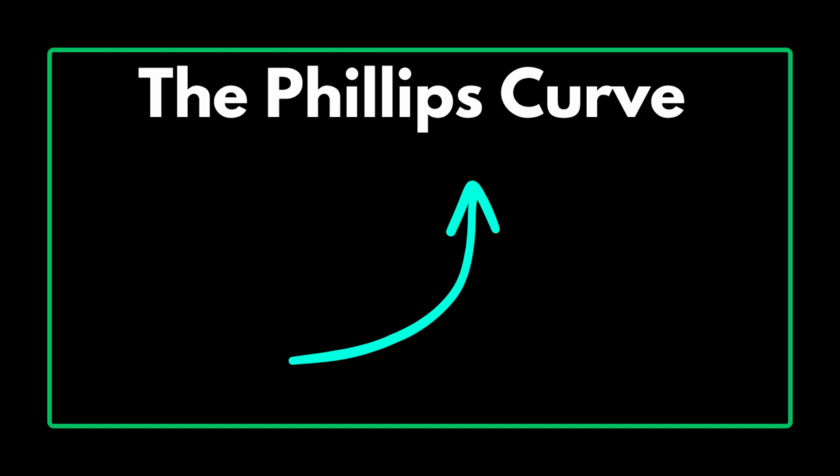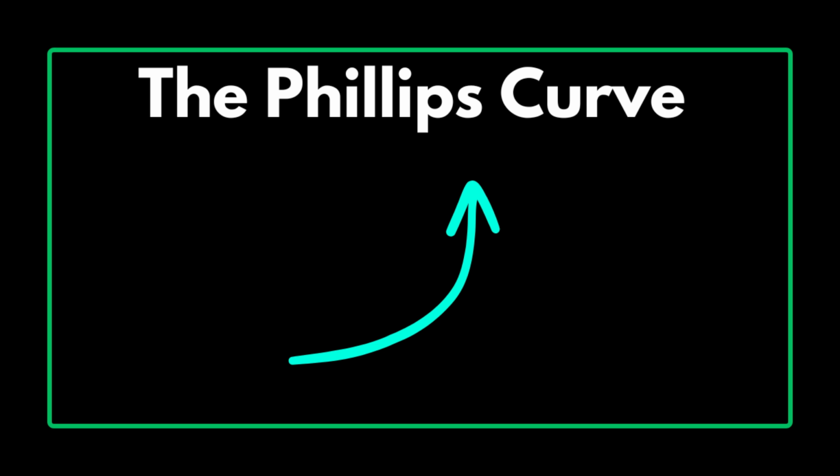For example, in the 1990s and early 2000s, some economies experienced both low unemployment and low inflation at the same time, which further challenged the traditional Phillips curve model. In modern economics, the Phillips curve is often used as a reference rather than a strict rule.